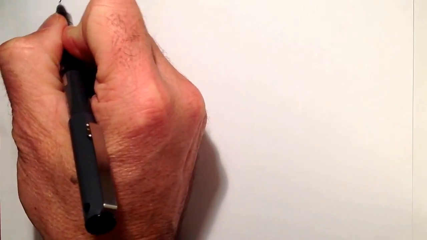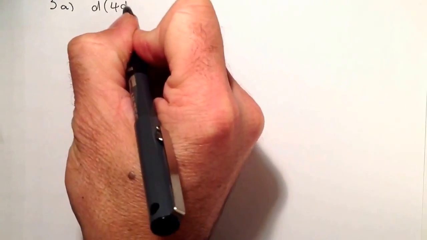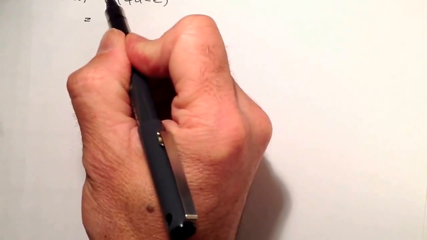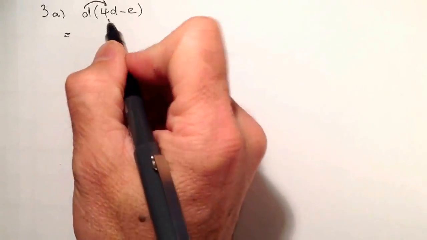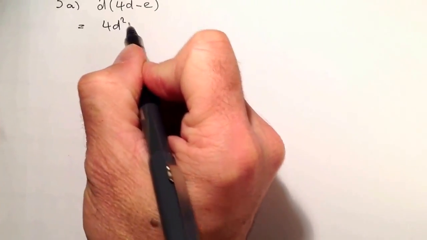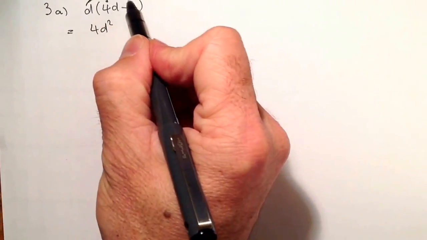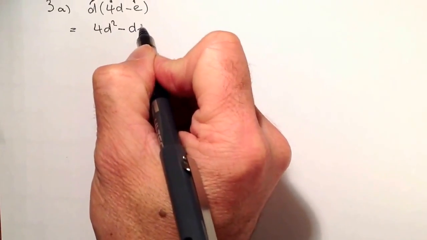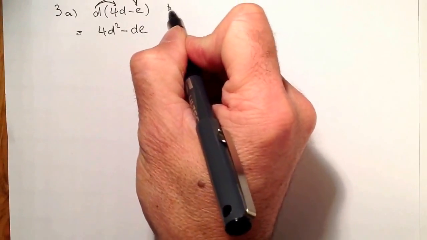Let's go ahead with multiplying brackets out, and we'll start with 3a. Okay. Right, when we multiply a single bracket like this, what I'm going to do is multiply each of the terms inside the bracket by the term outside. So that's going to give me 4d squared. I'm going to multiply d times minus e, and that's going to give me minus de. And that's that question done.